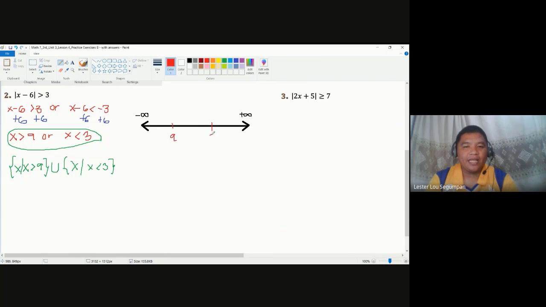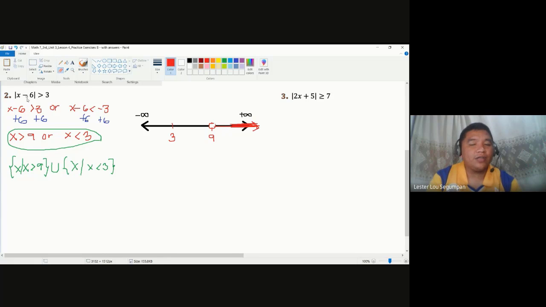Of course, definitely they should not be interchanged. They should not be written like that, because if you're going to interchange them, that would mean 9 is smaller than 3. Do not do that. Please make sure that you follow the notations. So 3 here and 9 here. All values greater than 9, arrowhead, and 9 is not included. Because if you try to substitute 9 here, 9 minus 6 is positive 3. Absolute value of that is still positive 3, but it's not greater than the value here of 3. That would mean 9 is not included.